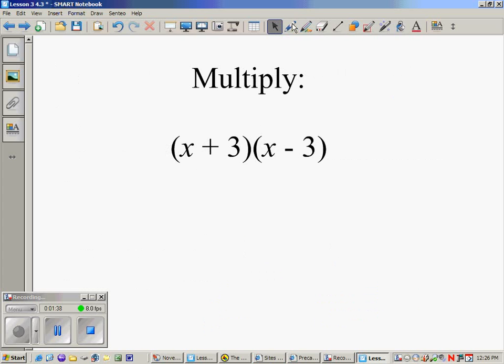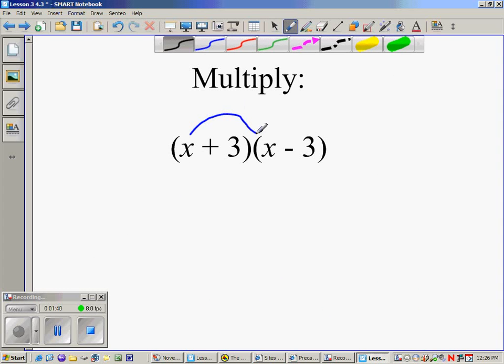Alright, if we multiply these together, x times x is x squared, 3 times x is 3x, x times negative 3 is minus 3x, and then 3 times negative 3 is negative 9. That should be a 9. There we go. So this plus 3x minus 3x cancels out, so we have x squared minus 9.